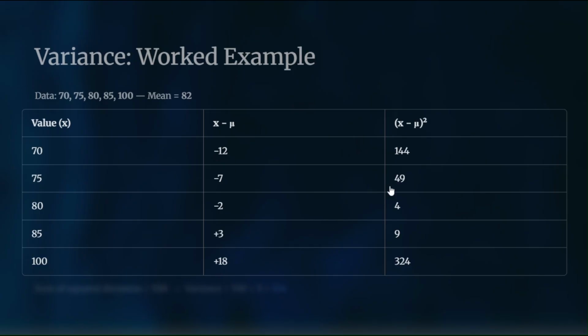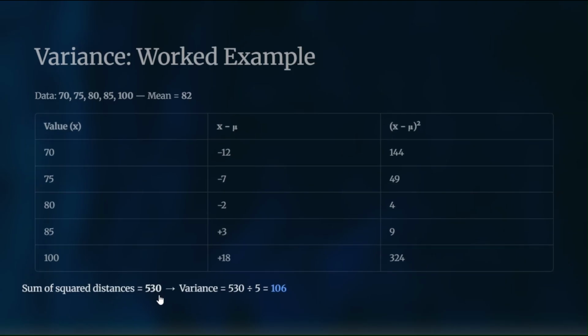So for each difference from the mean, we'll square that. So negative 12 squared is 144, negative 7 squared is 49, negative 2 squared is 4, 3 squared is 9, and 18 squared is 324. Now we'll sum all of these values, and finally we'll divide by 5, which is our total number of values in this data set. So the sum of the squared distances is 530, and the variance will therefore be 530 divided by 5, which is 106.